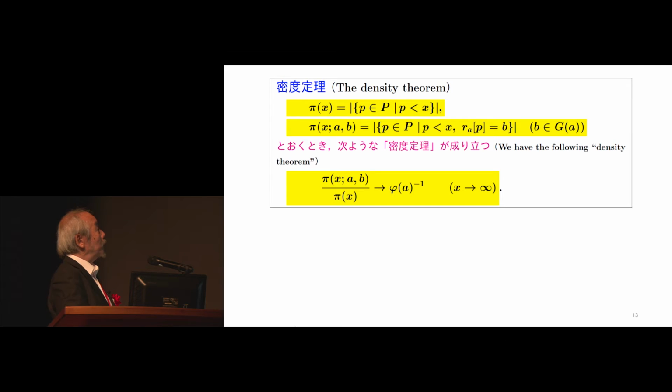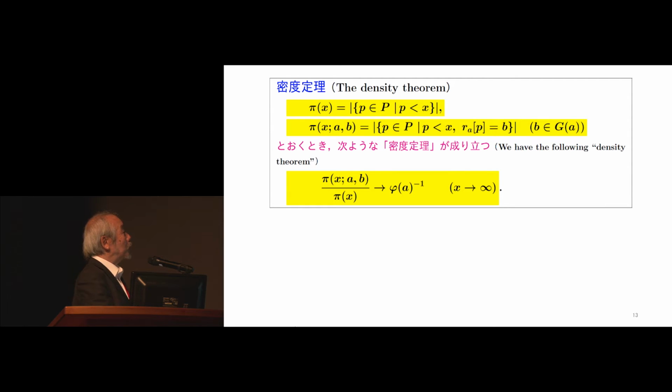This is the density theorem. This is based upon Dirichlet's ak plus b theorem with the infinite primes, then his theorem was refined to have the density theorem. Pi(x) is the number of primes less than x. Pi(x; A, B) is the number of primes whose remainder is B when P is divided by A.